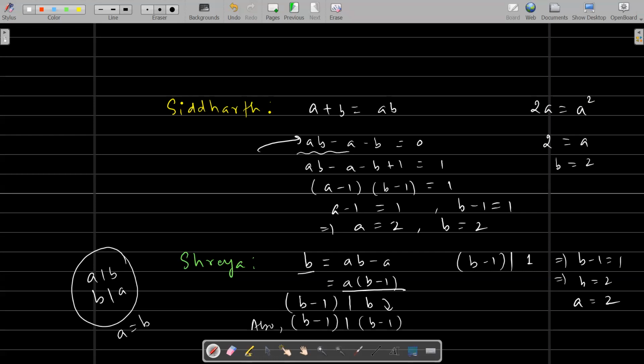Anybody has any other argument? Dhruvi, do you have some other argument? No, sir, I didn't actually understand the solution. Okay, which one? Siddharth or Shreya? The one given by Shreya. Okay, yeah. Just a minute. I'll say it once again on the next page.